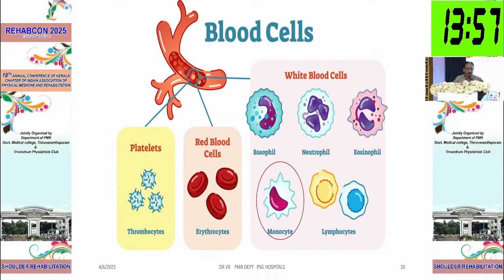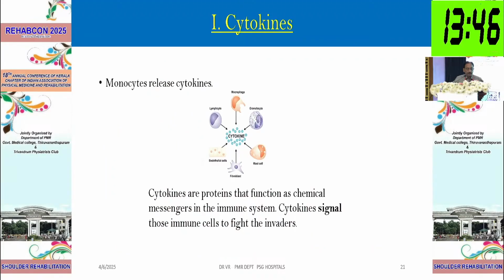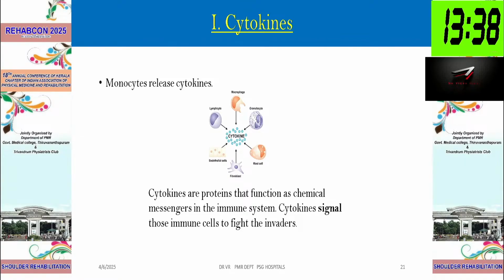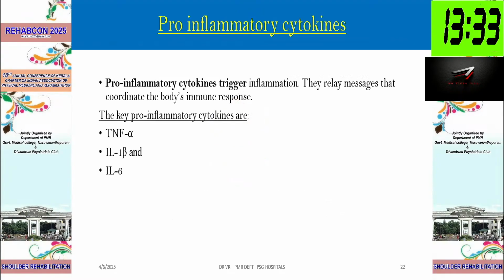So you all know in the blood we have RBC, WBC, platelets. In the WBC we have granulocytes, lymphocytes, monocytes. The culprit in Charcot neuroarthropathy is monocytes. Monocytes release cytokines. Cytokines are chemical messengers that modulate the immune function. The cytokines signal the immune cells to fight against the invaders. There are two types of cytokines, pro-inflammatory cytokines and anti-inflammatory cytokines.